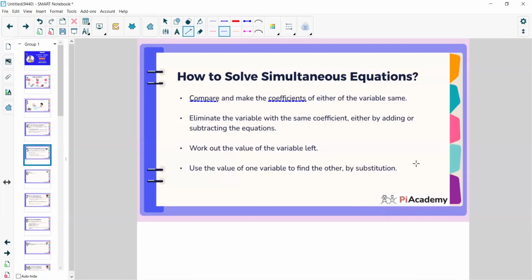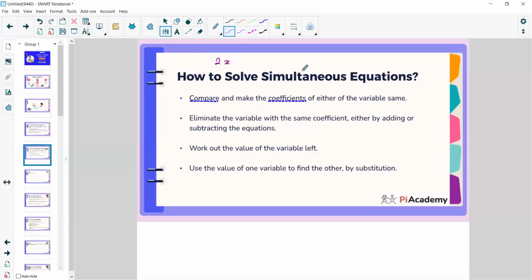Okay, let me stop you over here. Now, the first point is compare and make the coefficients of either of the variables same. But before that, what do we mean by coefficient? Anyone? What do you mean by coefficient? Yes, Faris? So if you have 2x, the coefficient would be 2 because that's the number you're multiplying the letter by.